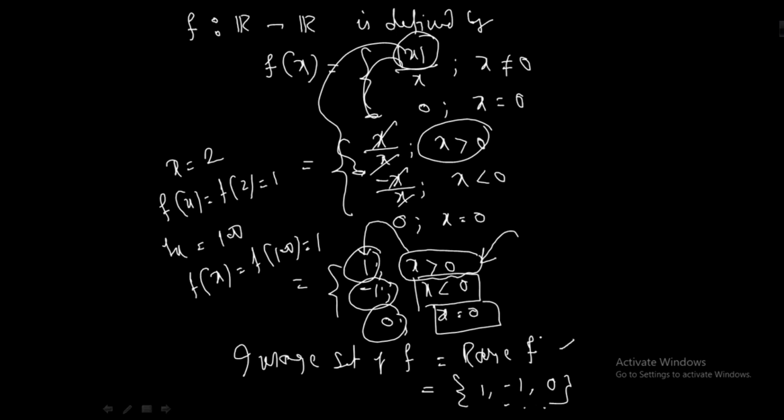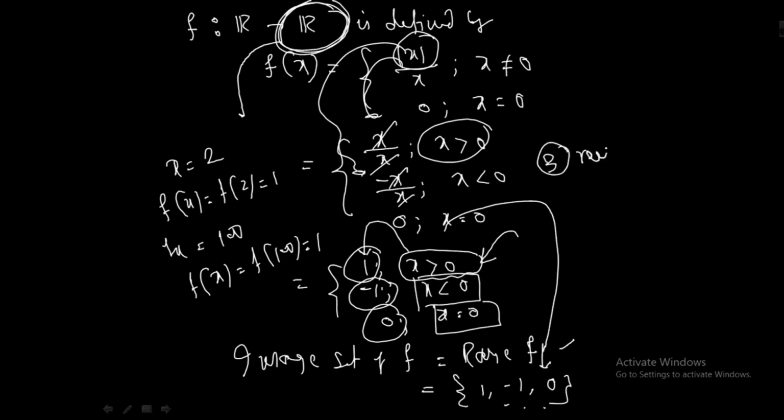Now look at the codomain, which is R. R is the codomain. That means it is the collection of all real numbers. But for this function f, the range set consists of only 3 real numbers. So obviously we can say this particular range is not equal to the codomain set of reals. Hence, this function f is not onto.